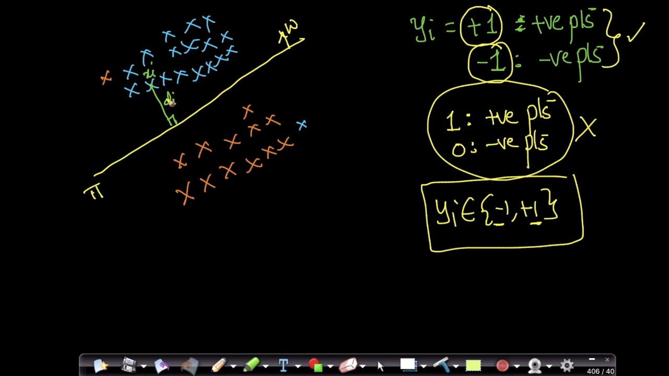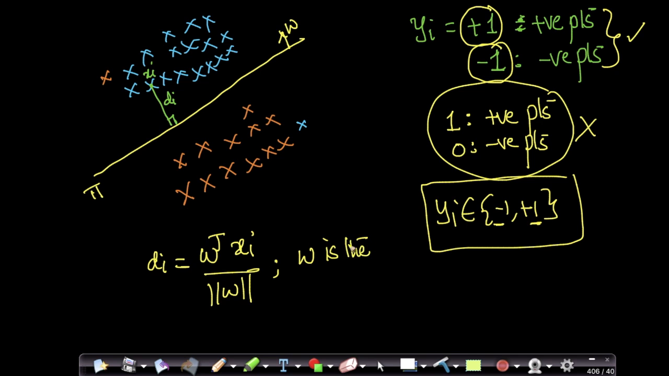Now let's compute the distance of a point from the plane, right? Any point, there could be this point or this point. Let's take this xi now. What is di? di is the distance of this point from the plane, and I can write di as w transpose xi by the length of w. We derived this in the basics of linear algebra, right? Now, we are assuming that w is the normal to the plane. That's what we started off with, right?